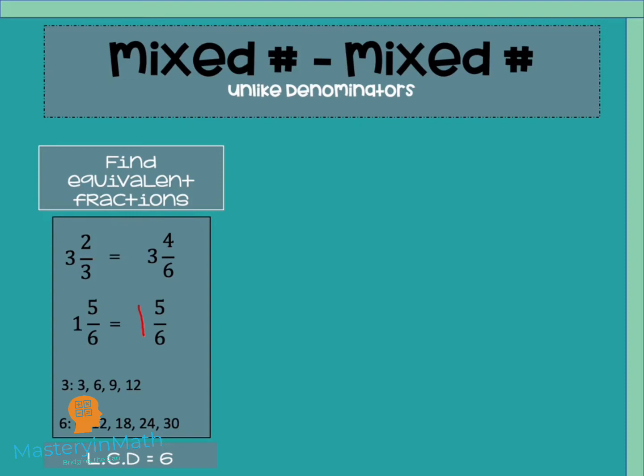Now, can we subtract these? Can you do 4/6 take away 5/6? No. Why not? Exactly, we cannot take away 5 from 4. This is what we're doing. We cannot take away that. That is going to give us a negative number, and we're not doing negative numbers right now.